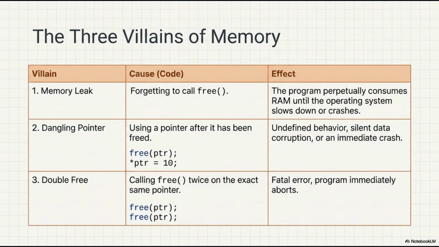Code failures on the heap manifest as these three terrifying villains. First up, memory leaks, which are caused by simply forgetting to free memory. Second, dangling pointers. That's where you try to use a pointer after it's already been freed, causing undefined behavior and silent data corruption. And third, the double free, calling free twice on the exact same pointer. This immediately triggers a fatal error and completely aborts your program.